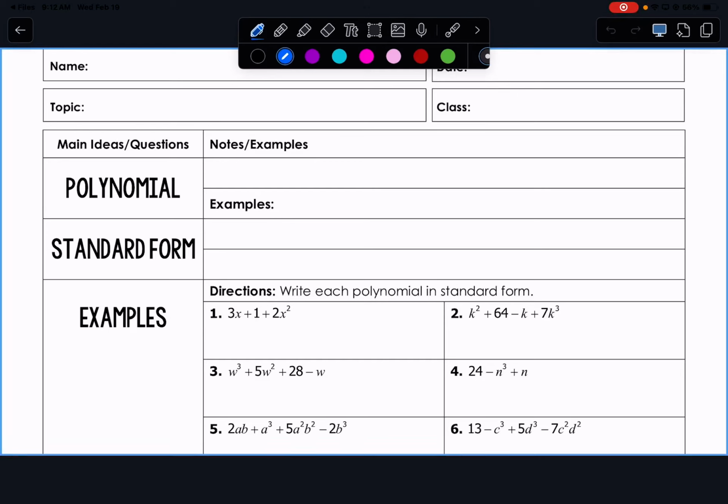A polynomial is an expression consisting of many terms.